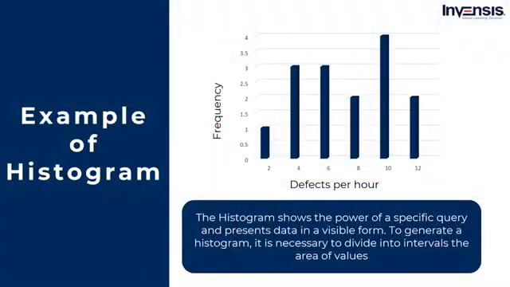Here is a simple example of a histogram. The x-axis has the number of defect items per hour, and the y-axis has the frequency of the defective items. It shows the distribution of the sample data. The histogram shows the power of a specific query and presents data in a visible form.